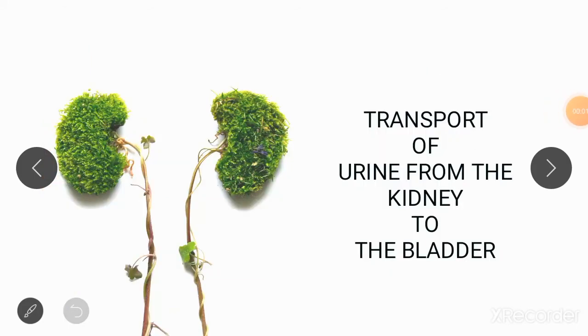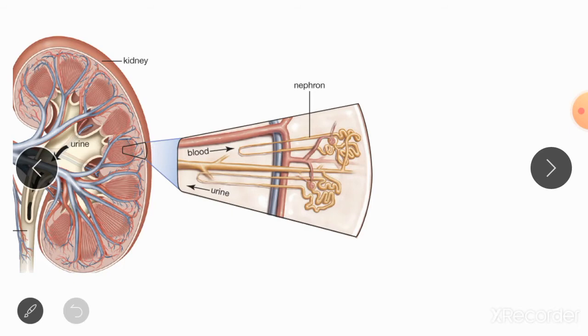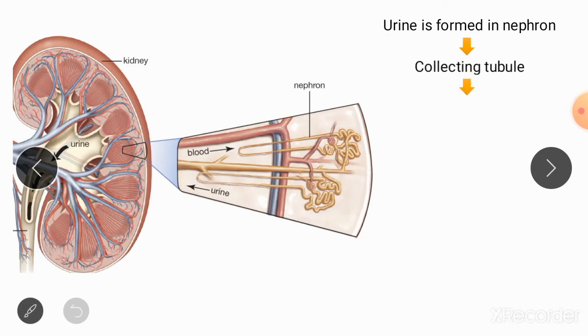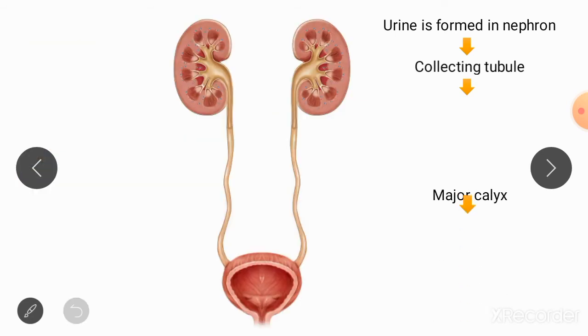Let us now quickly discuss the transport of urine from the kidney to the bladder. As we all know, the urine is formed within the nephron, and all the nephrons drain the urine which is formed into the collecting tubules, and these collecting tubules then drain into the renal pelvis. You can see the renal pelvis over here, and as I mentioned before, the renal pelvis is divided into minor calyces which join to form the major calyces, and then they form a large funnel shaped pelvis. So these collecting tubules open up into the minor calyces which join to form major calyces. The major calyces then empty into the pelvis, and this pelvis then extends down into the ureter.